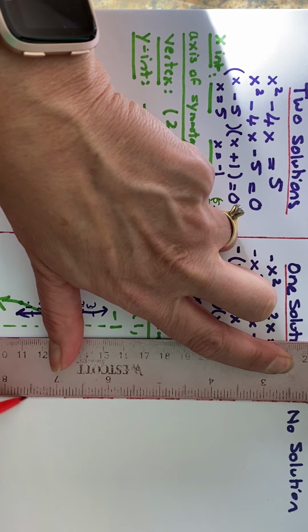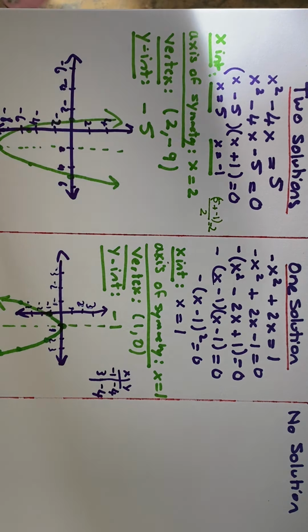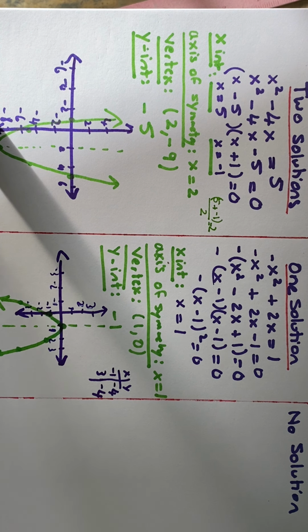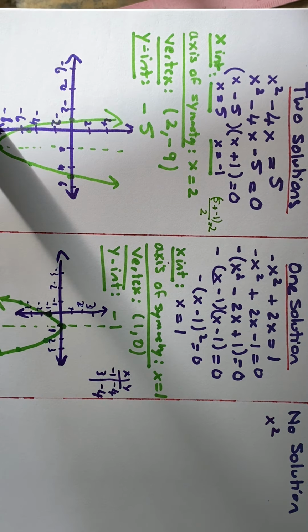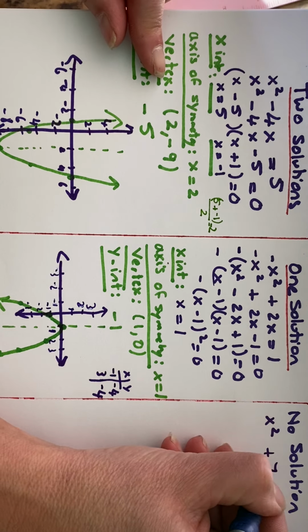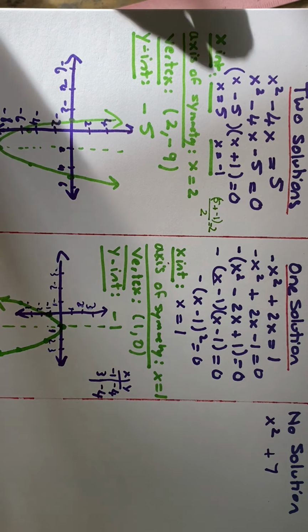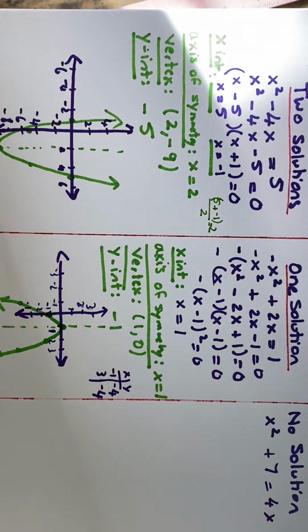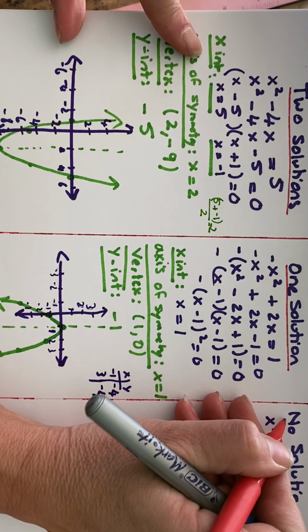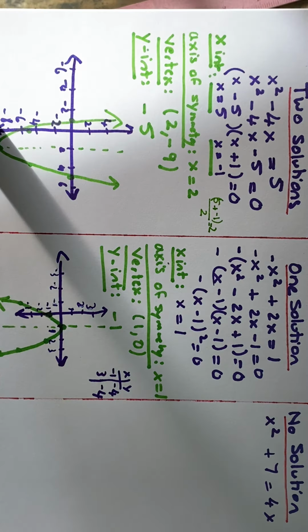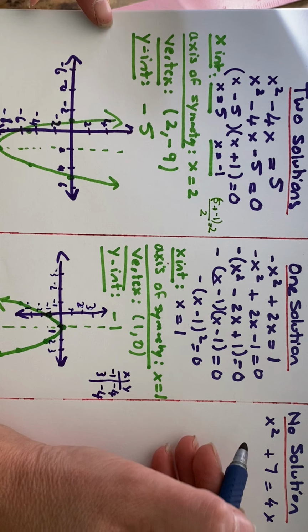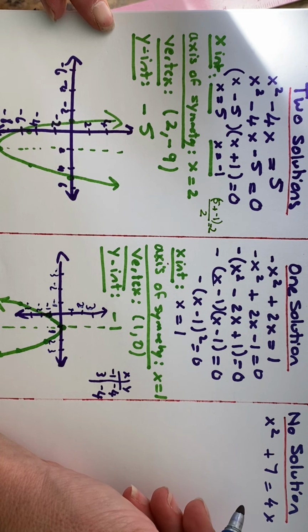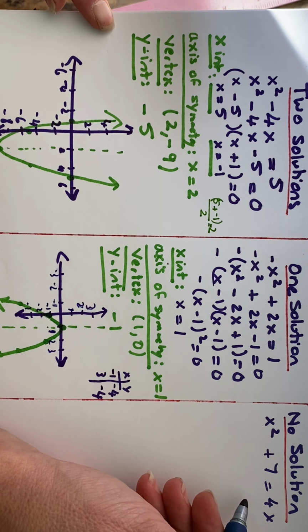What does no solution look like? Well, they gave us an example of something that really truly doesn't work. Unfortunately, because of that, it's going to be a quick one. x squared plus 7 equals 4x. Well, the first thing we need to do is, again, put it in proper standard form, right? This is not an ax squared plus bx plus c form, and we need to make it that way and set it equal to 0.